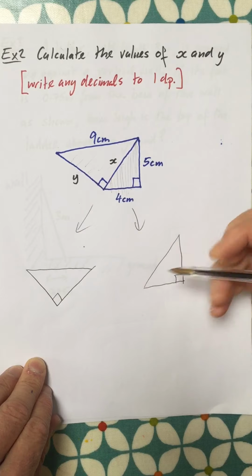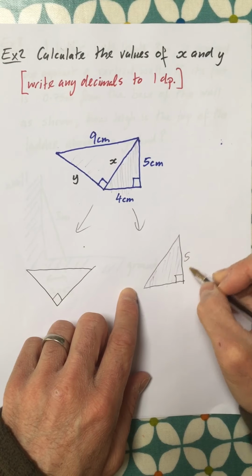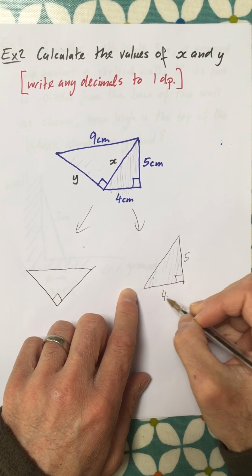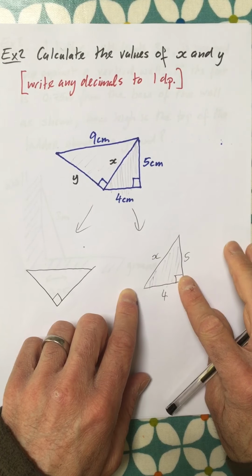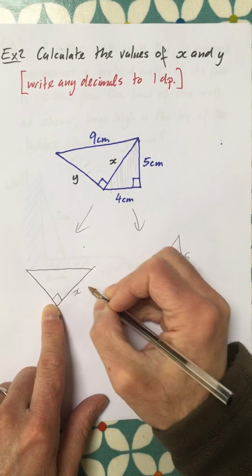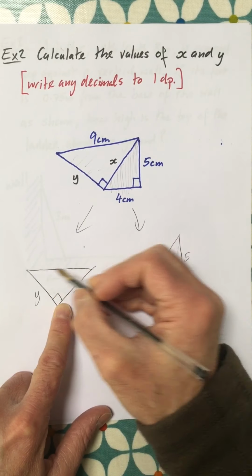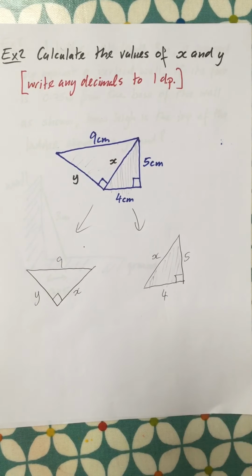So for example, in this one, which is the one I shaded in, we know the height of it's 5, so I'm going to write 5. We know the base of it's 4. And this slanty bit is called x. And this is a right angle. Okay, and over on this one, this here is x, this here is y, and this here is 9. Now our job is to find out what x and y are.